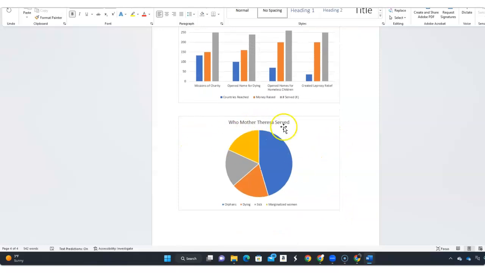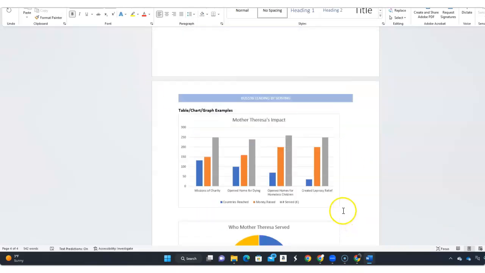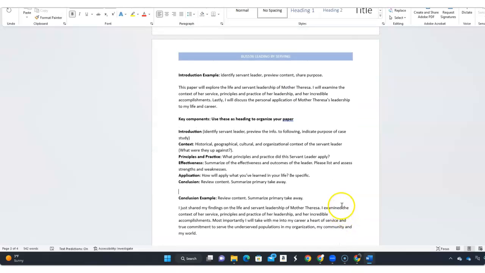Another example, who Mother Teresa served. This was her mission, to serve the underserved. So I have quantified here those populations: orphans, dying, sick, marginalized women. And in your paper, I would quantify that with a number. But again, what this is, it's visually conceptualizing and putting together your key findings and research. So I want you to have at least one visual reference within the body of your paper.